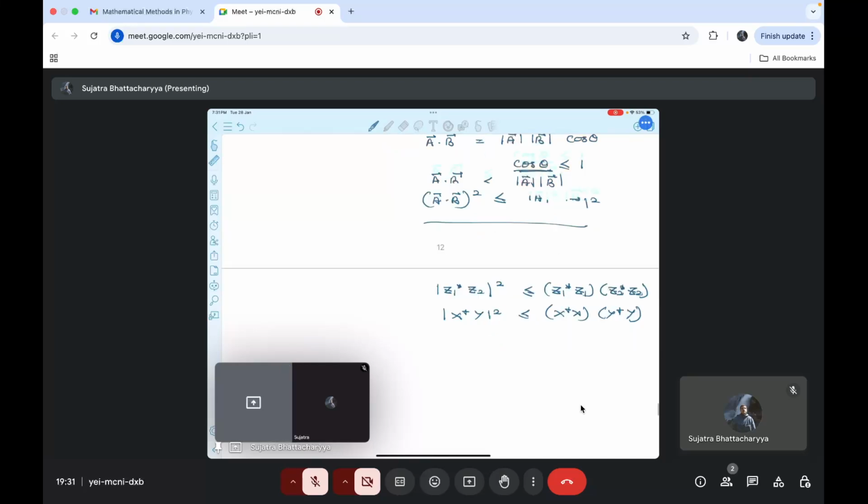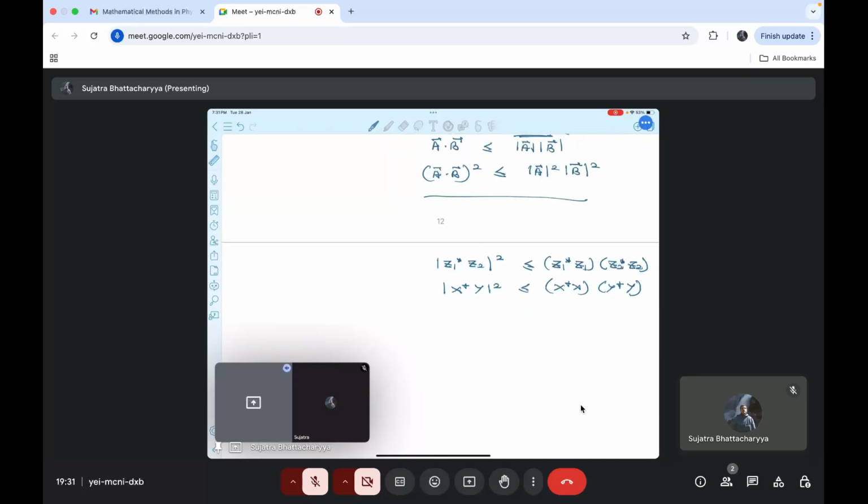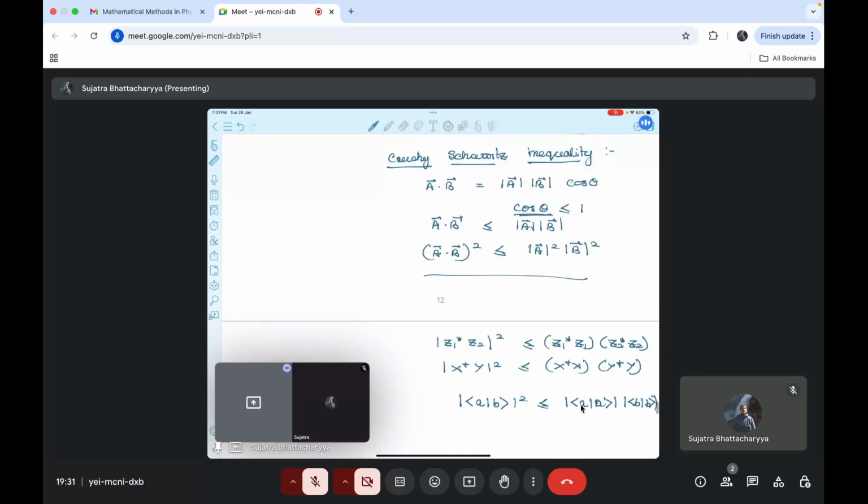Finally, for the non-standard one, you can write like this: mod a oblique b squared is less than or equal to mod a oblique a times mod b oblique b. So this is the inner product kind of form. The Cauchy-Schwarz inequality exists in all kinds of cases, whether standard, non-standard, or however you want to represent it. These are the Cauchy-Schwarz inequality results.